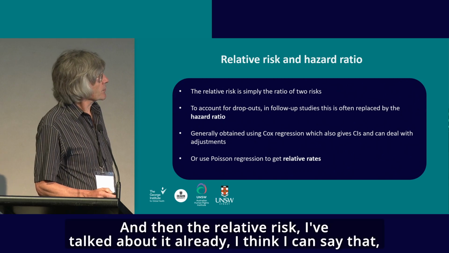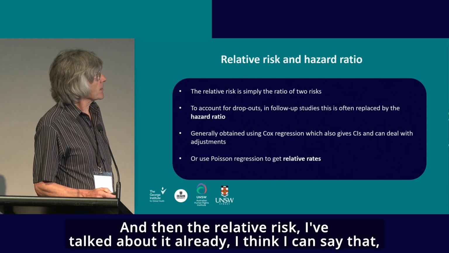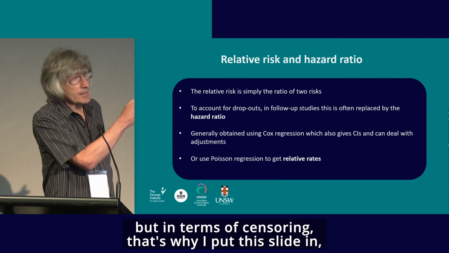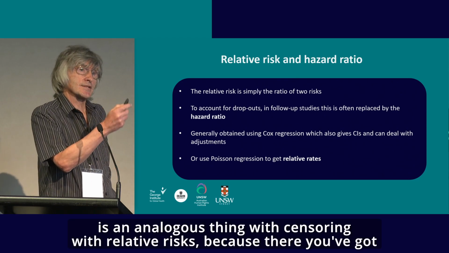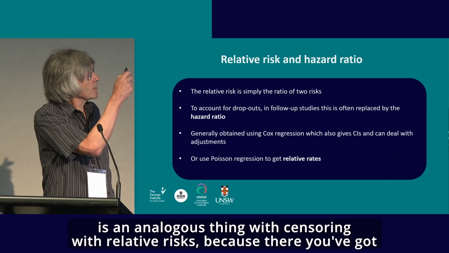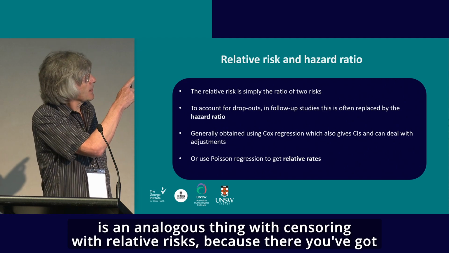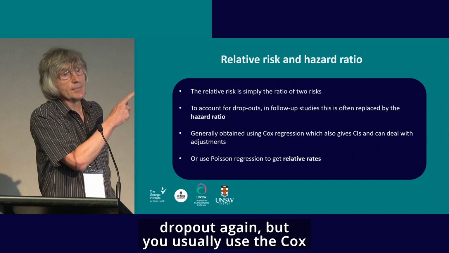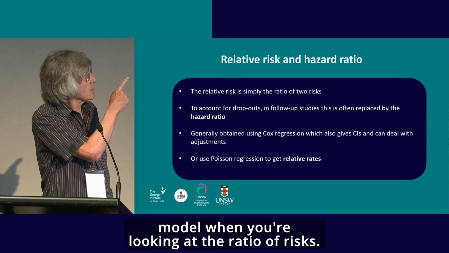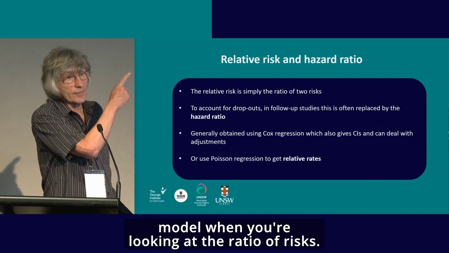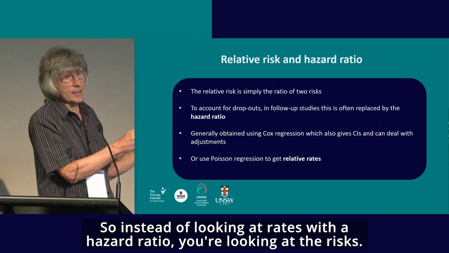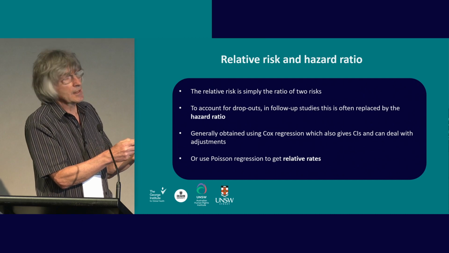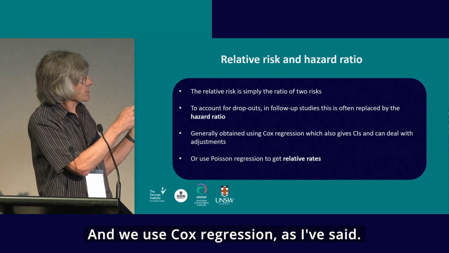And then the relative risk, I talked about already. But in terms of censoring, that's why I put this slide in, there's an analogous thing with censoring with relative risks, because there you've got dropout again, but you usually use the Cox model when you're looking at the ratio of risks. So instead of looking at rates with a hazard ratio, you're looking at the risks. And we use Cox regression, as I've said.